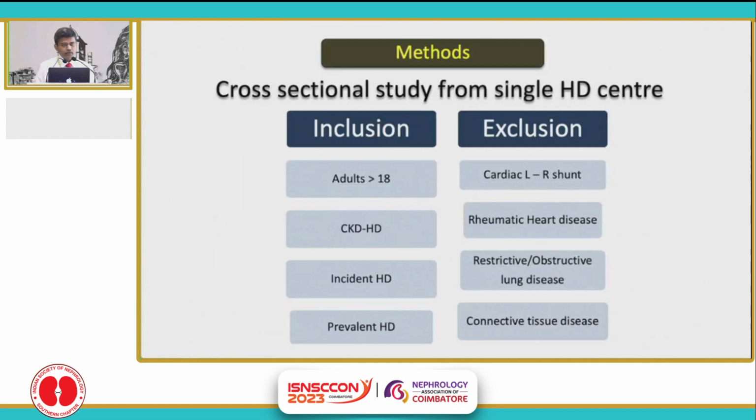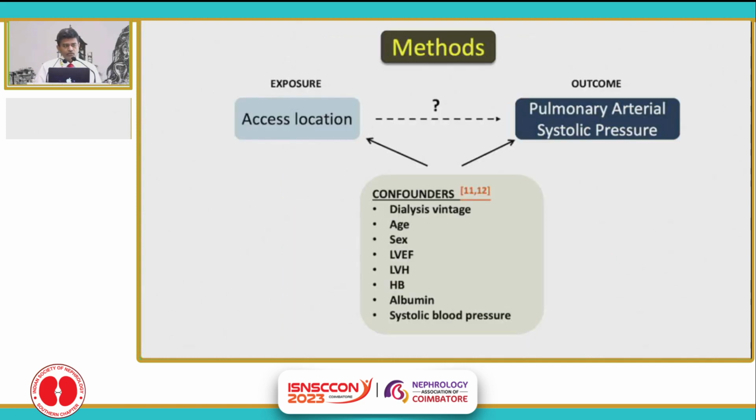To evaluate this hypothesis, we conducted a cross-sectional study of CKD patients undergoing hemodialysis in a single center, and we included adult hemodialysis patients. Both incident and prevalent patients were included, and patients who were known to have cardiac shunt, rheumatic heart disease, obstructive sleep apnea, restrictive or obstructive pulmonary disease, and SLE or connective tissue disorder were excluded. The primary exposure of interest in our study was access location, and the primary outcome that we wanted to measure was pulmonary arterial systolic pressure.